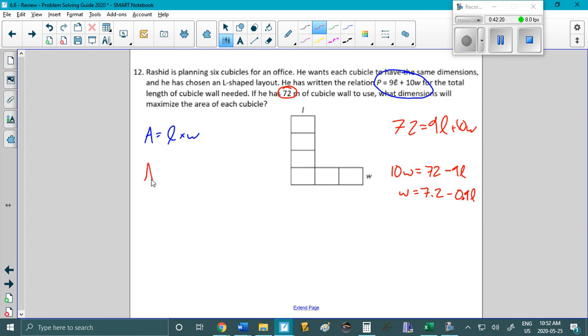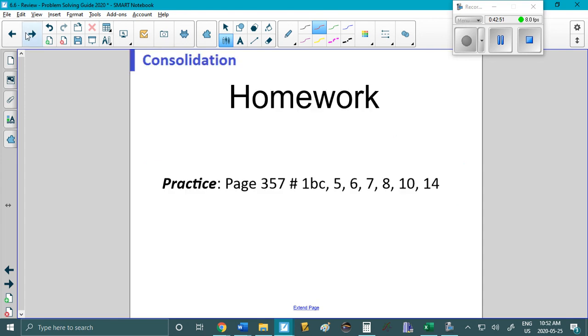So maybe we do this. Area equals length times width, and width is 7.2 minus 0.9L. I think that's a good starting point there. And then you want the dimensions to maximize. Maximize means find the vertex. Is that the last question?